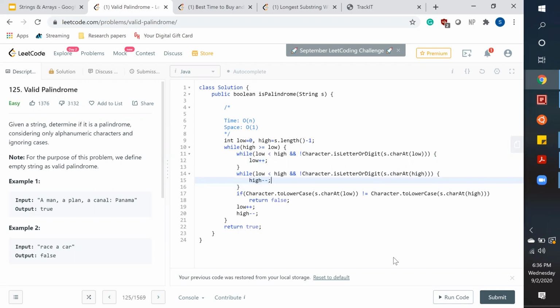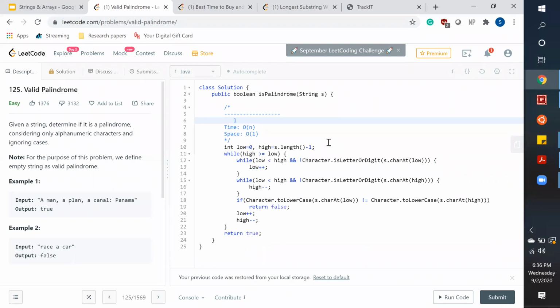And if you realize, we would never look at any character again. Say this is our string, and low is somewhere over here and high is somewhere over here. Inside this inner while loop, let's say low moves forward to somewhere here. Then we know that high can never go past low, and we also know that low can never go backwards. So we're never going to check any of these characters ever again. We're guaranteed that we look at each character exactly once, and that's how we get the time complexity of O of n.